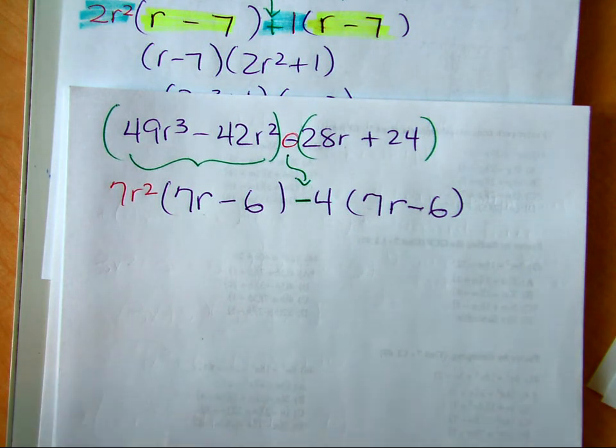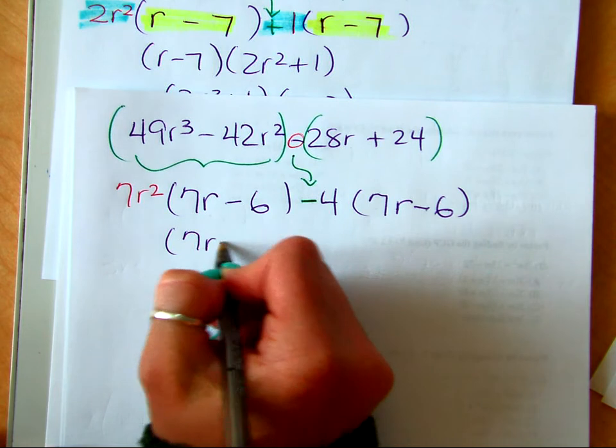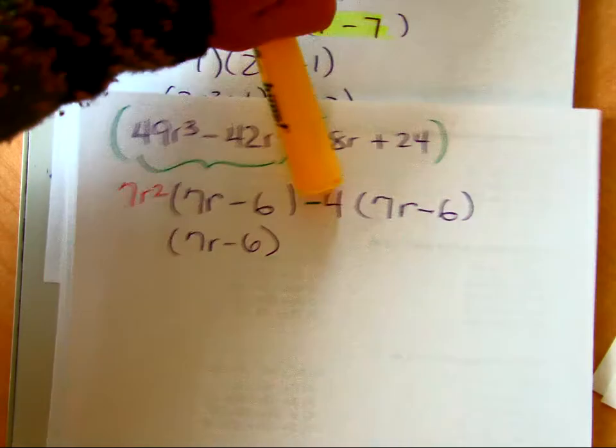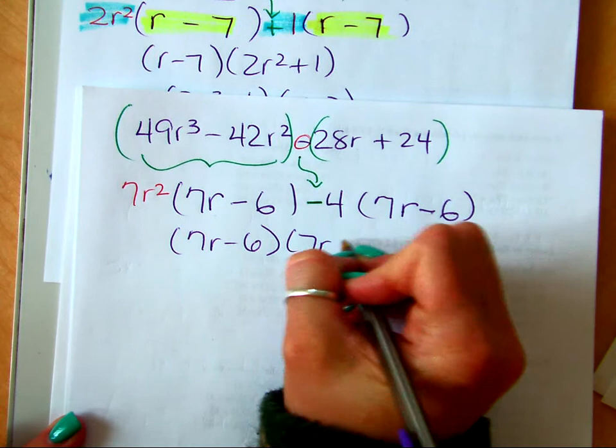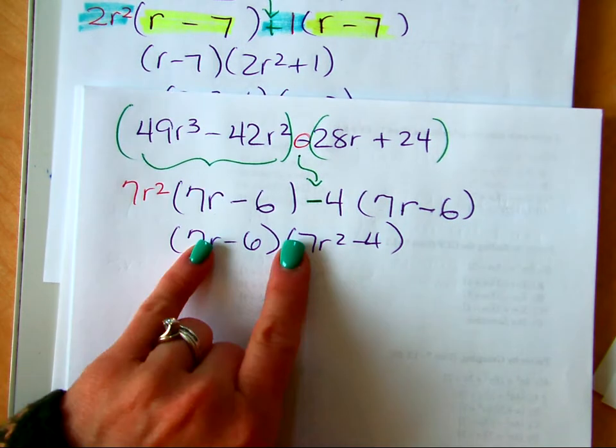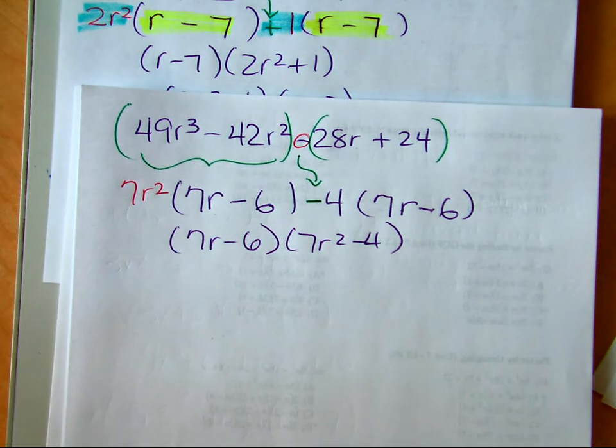But all right, so then I have a 7R minus 6. And what's my leftover? 7R squared minus 4. And that is your answer. If you double distribute those out, you will get that. Okay? Are you with me on that so far? Because now I'm going to kick it up one little notch here.